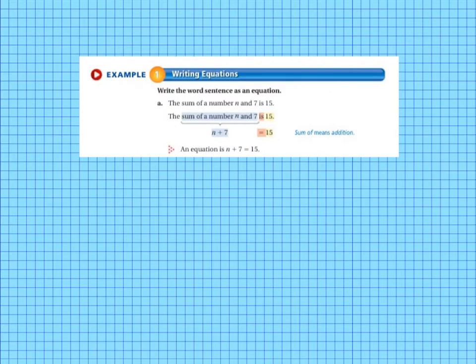Let's look at example 1, writing equations. Write the word sentence as an equation. The sum of a number n and 7 is 15. So when we are looking at our steps to solve this, we need to look at the words and translate them into numbers and symbols. So the sum of a number n and 7, we translate that into n plus 7. Is an equal sign, and then 15 is just 15. So an equation is n plus 7 equals 15.